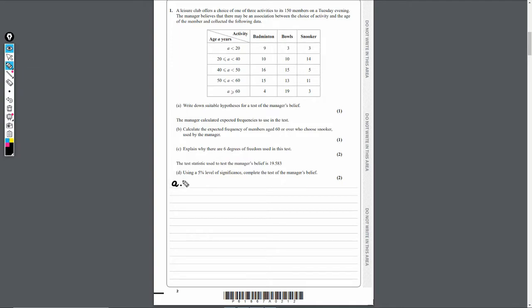So part A. A hypothesis, so it's going to be H0. Well, my H0 is just the idea that there is no association. So there is no association between choice of activity and age.